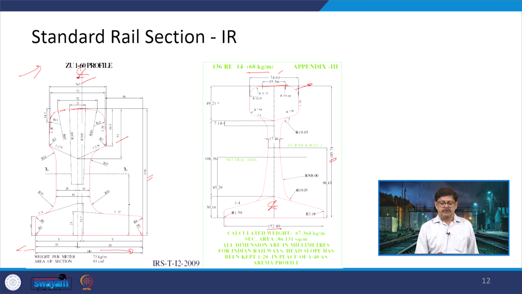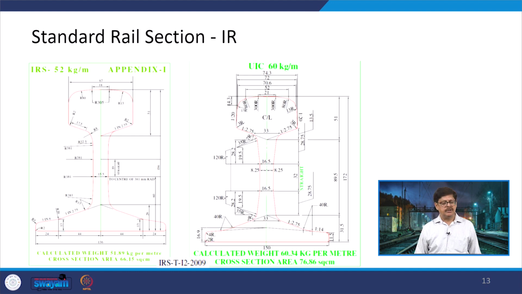The depth of the head is 49.21 mm, and that is how this is a heavier section which is being provided, and obviously if you use a heavier section you can take up more loads, as we have seen in the numerical. Now, if we go to another section, that is IRS 52 kg versus UIC 60 kg per meter, then what are the differences? Let us look at that.